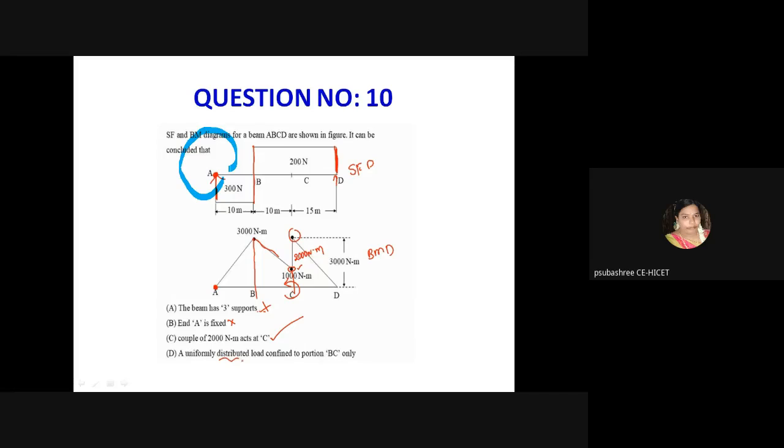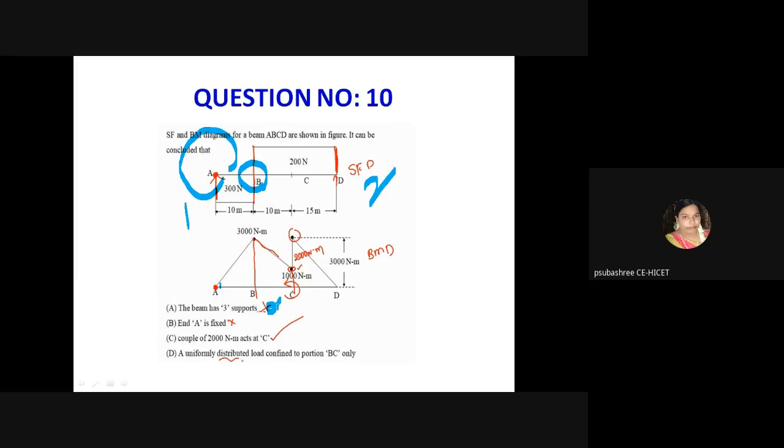So the first drawing is the shear force drawing. Then the second one is the bending moment drawing. Here the bending moment has the triangular shape. So it is the point load bending moment. In option A, the beam has 3 supports. Support A is one support, and support D is the second support. The third one is a load acting point, it is not a support. So the first option is wrong.